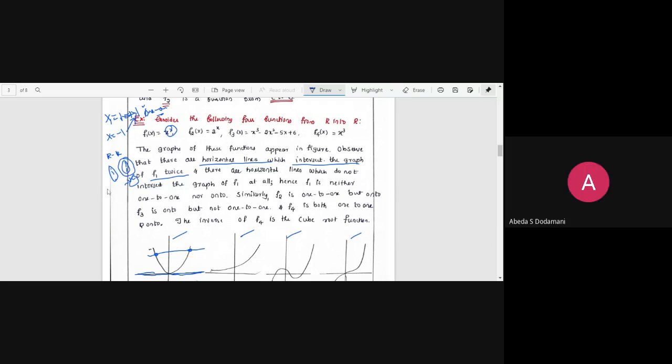Yes, ma'am. Okay, so this we can say theoretically, but even geometrically, since the horizontal line is intersecting this particular graph at two different points, and we also get some horizontal line which will not intersect at all, in such cases we can decide that it is neither one-one nor onto.